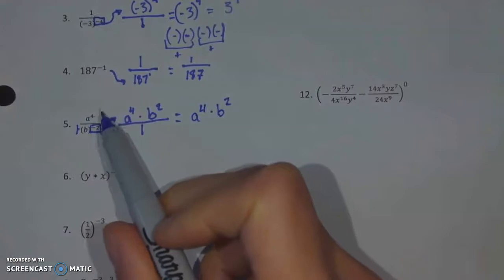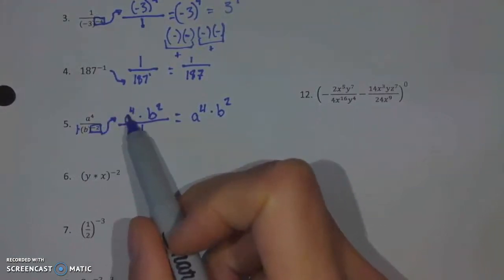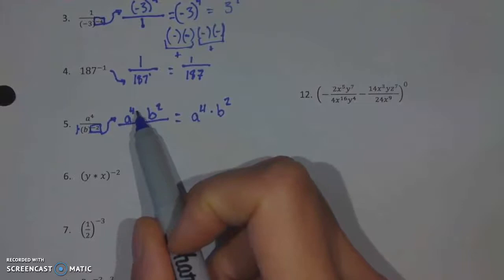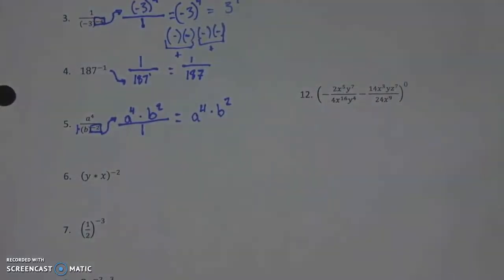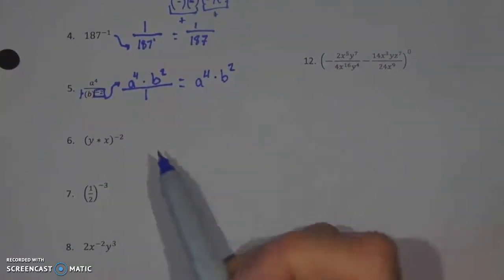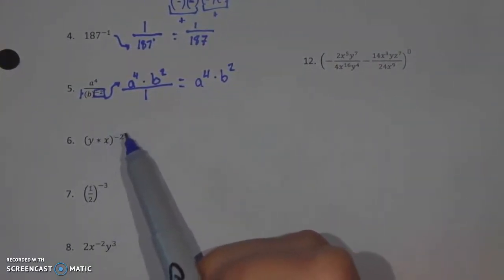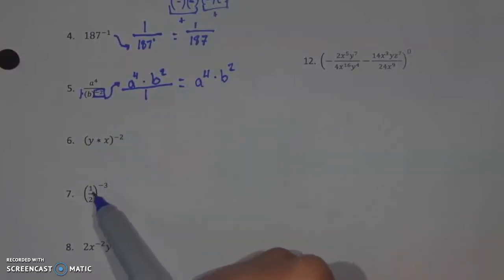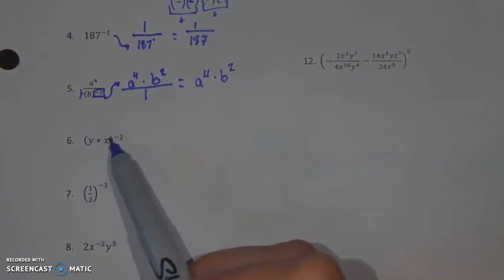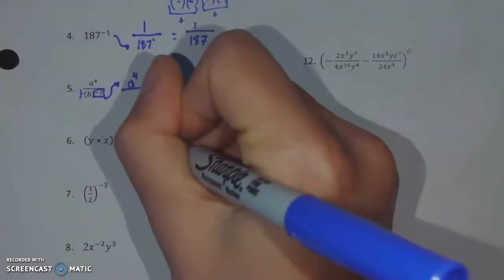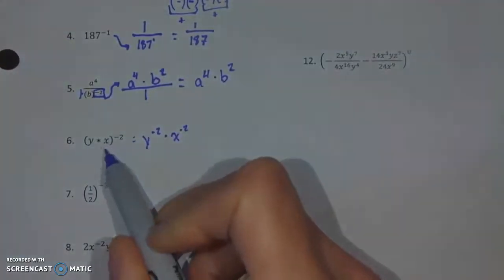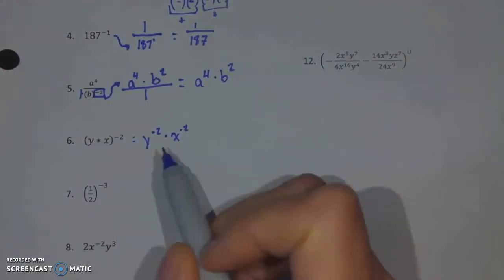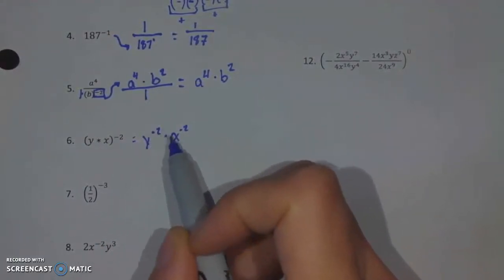Notice a to the 4th will not move because it has a positive exponent already. Had this been negative, it would have moved, but it's not. It's positive. So let's continue on with this. What about if I have a negative exponent and I have parentheses? Well, we know from before that this negative will distribute. So I could write this as y to the negative 2 times x to the negative 2, and I'm allowed to do that provided there's multiplication between the two things, which there is. And so I could do that.